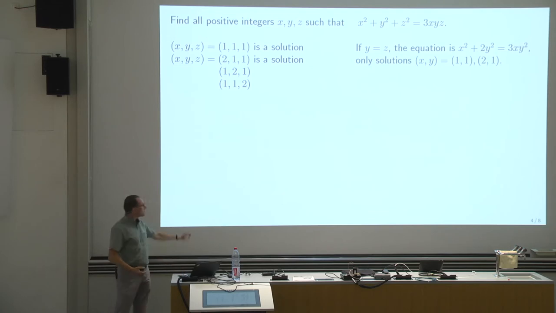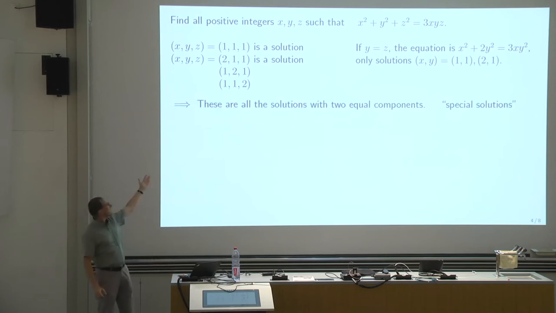These are the only solutions. Absolutely, there are only these 4 solutions where 2 of the coordinates are equal. These are all the solutions with 2 equal components. Let's call them special solutions. They will show up later.